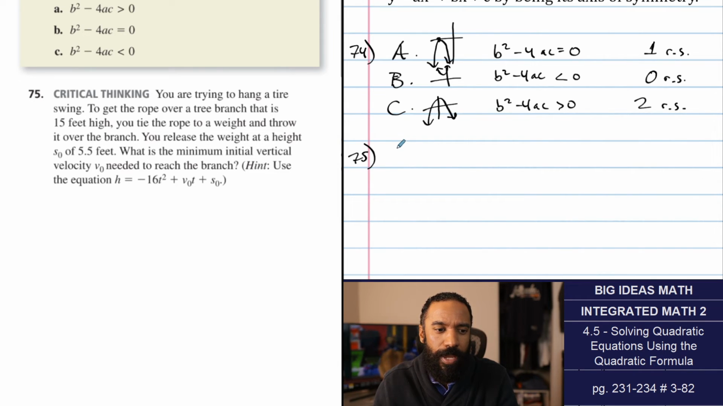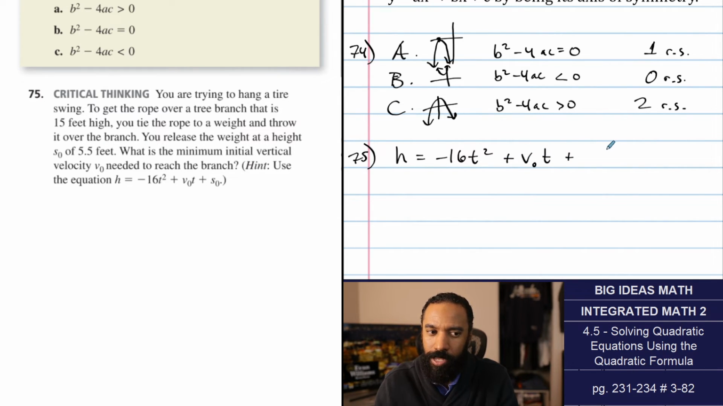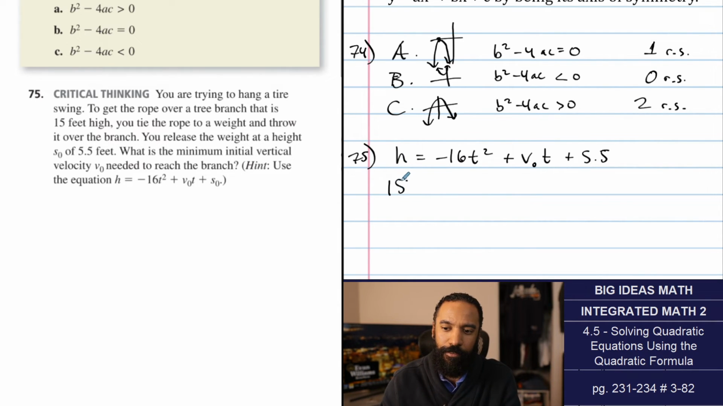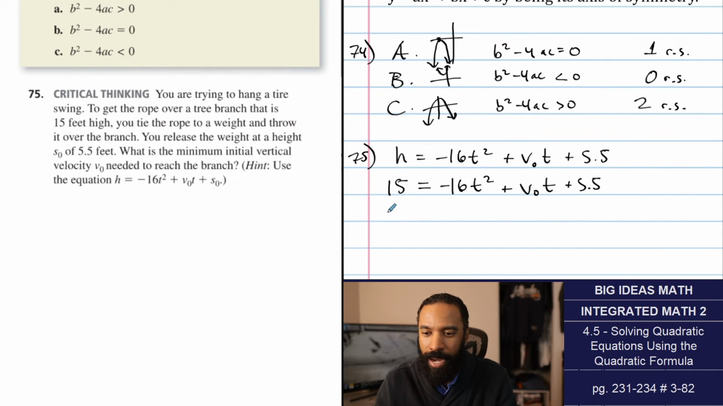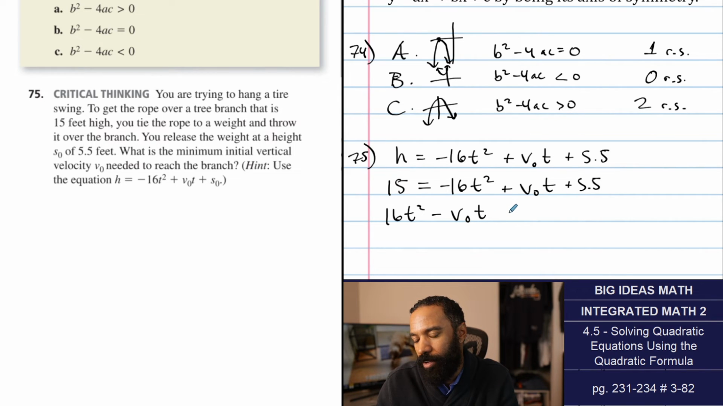15 feet high. So we have h equals negative 16t squared plus v naught t plus 5.5 feet. We are going to substitute 15 in for h, and we need to solve for v naught. Add this over, 16t squared. Doesn't matter if v naught's positive or negative. Well, it does. I'm going to write minus v naught t. Subtract 5.5. So plus 9.5 equals 0.